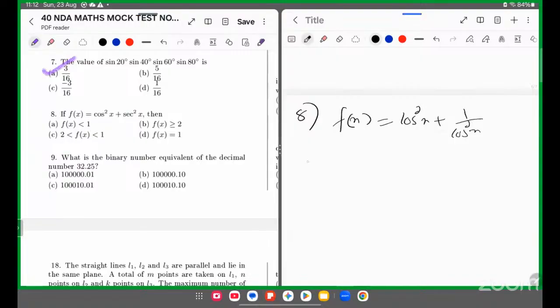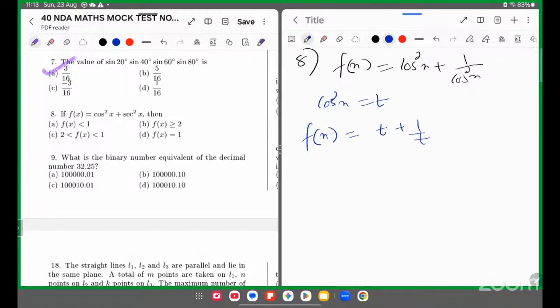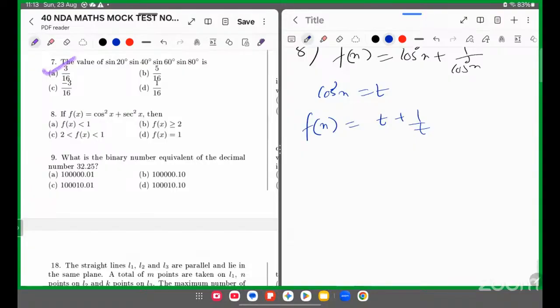So if you take the derivative, or we can say that if I put cos square x is equal to t, so I can write f of x is equal to t plus 1 by t.